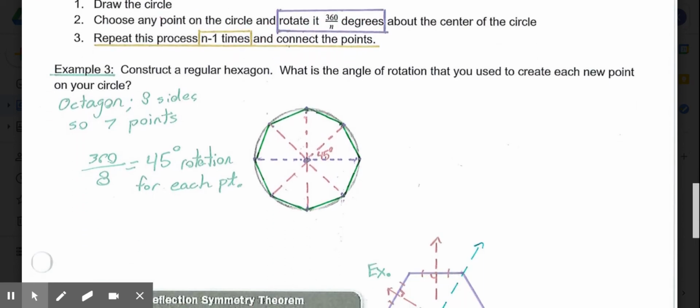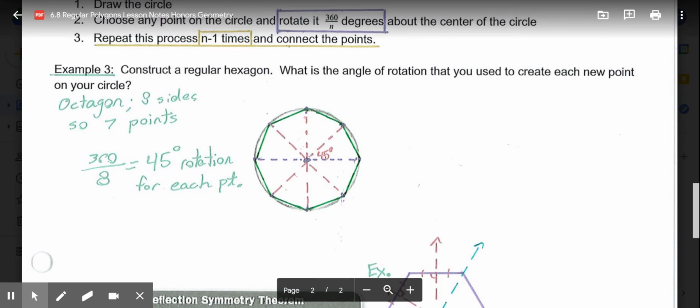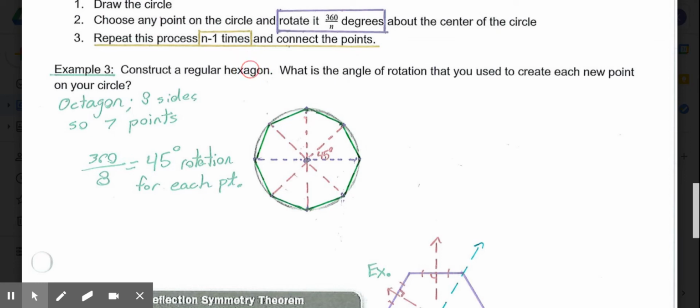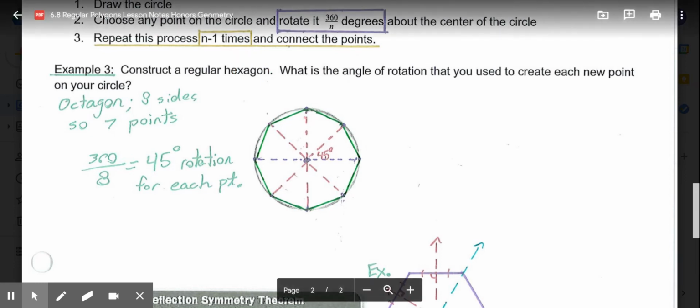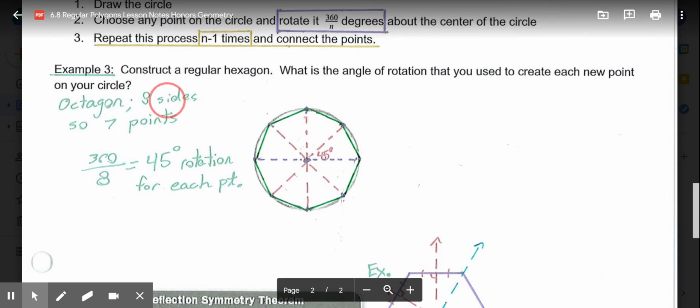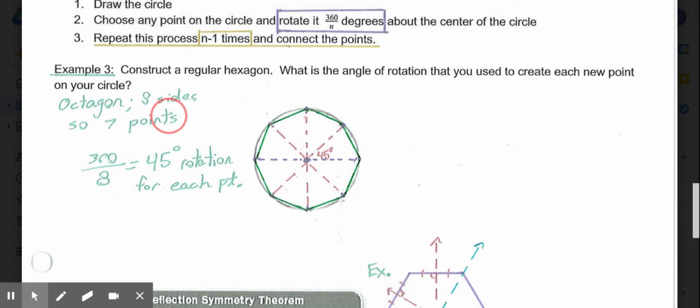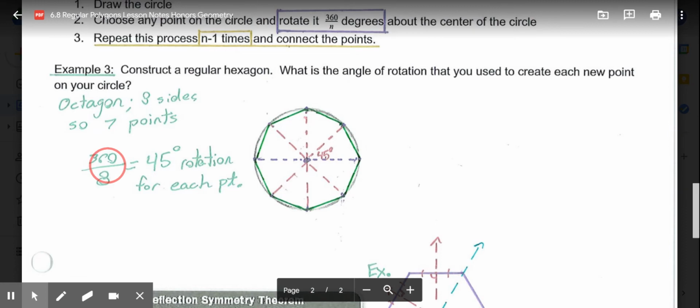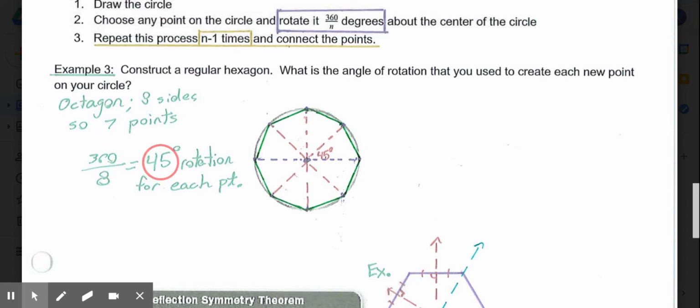So you'll see here, I did an octagon, not a hexagon. So you can construct a regular hexagon after you try this octagon approach. So the first thing you do is draw a circle. Make it large enough that you can construct a figure inside, doesn't need to be huge. We know a regular octagon is 8 sides, so that means I'll be plotting 7 more points after I choose my first one to place. And 360 divided by 8 tells me each rotation is 45 degrees.